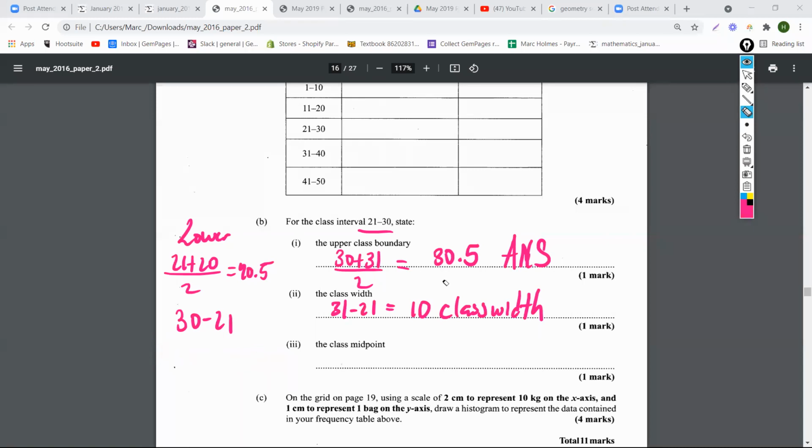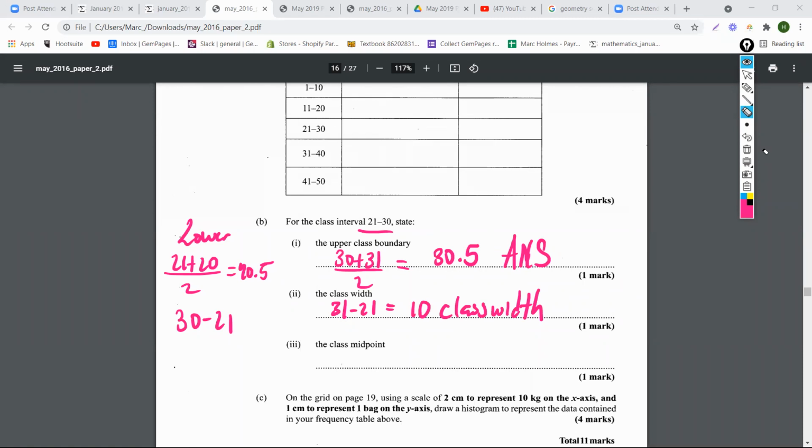All right, so the midpoint now, it says the class midpoint. How do we calculate that one? Trying to remember. Trying to remember, guys.